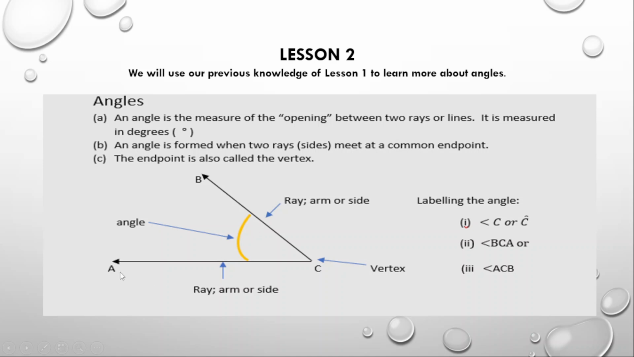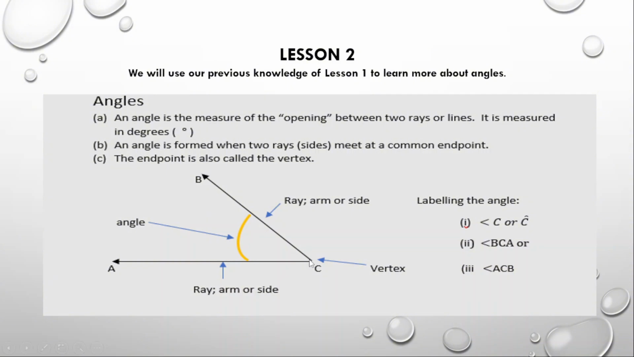In this case, ray CA and ray CB meet at a common point C, and immediately we have an angle there, an opening. Now it's normally measured in degrees, and that is our little symbol for degrees. So as I said, they meet at a common endpoint, and this endpoint is C, and we call that the vertex of the angle, right? The vertex of the angle.